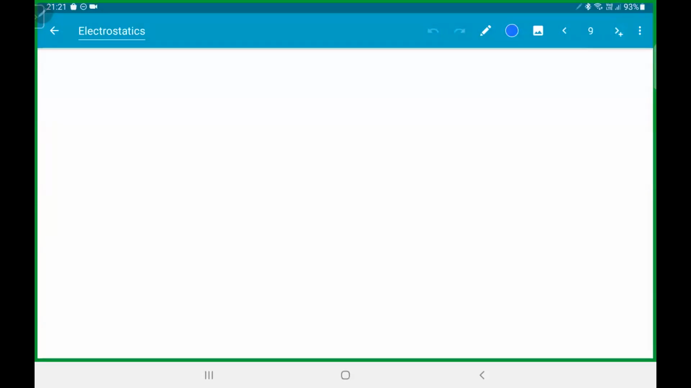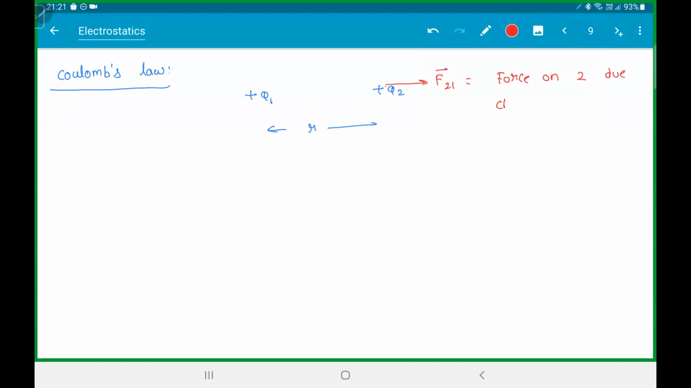Easy one. Next thing, Coulomb's law. So if you have 2 charges, Q1, Q2, with the distance r between them, this will experience a force F21, meaning this is force on 2 due to charge 1. And this force will be F12, force on 1 due to charge 2.